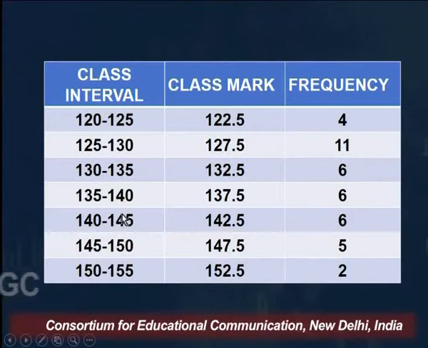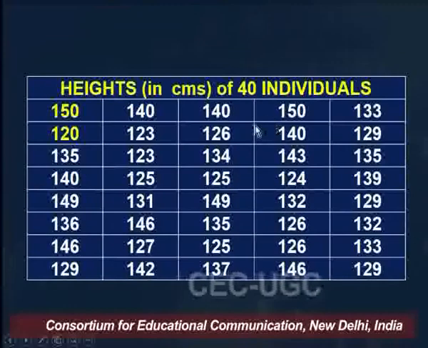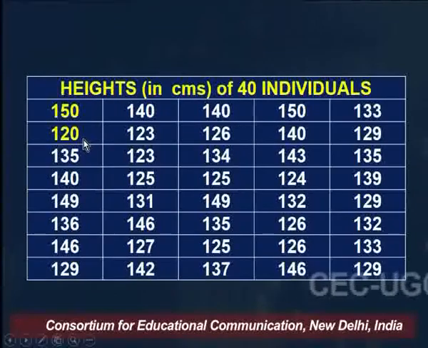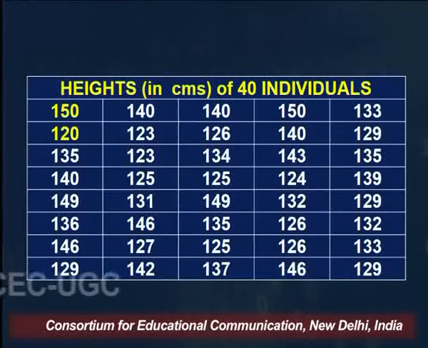Once I have constructed the column on class mark, I go on to construct the column on frequency, and it is very simple to find the frequency. What we do is we go to the data. Let me go to the data. Here look at this part: how many are between 120 to 125? 120 belongs to that.